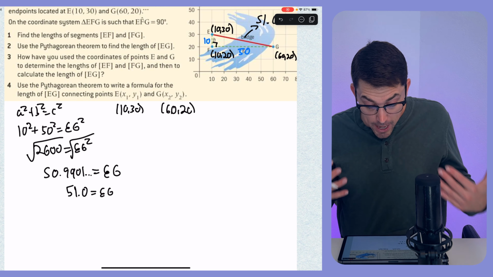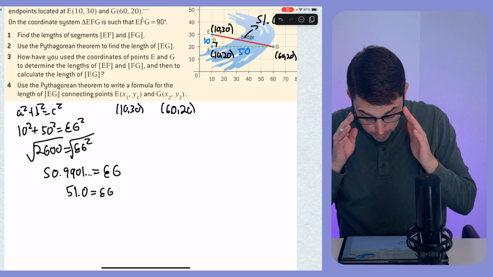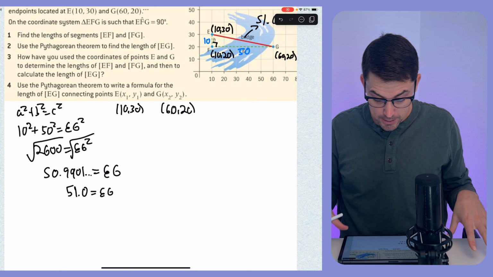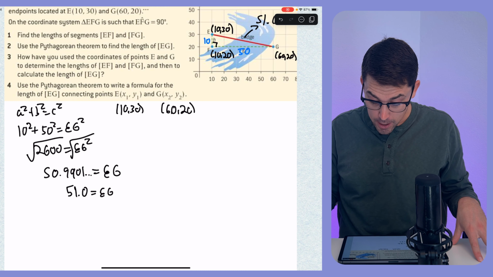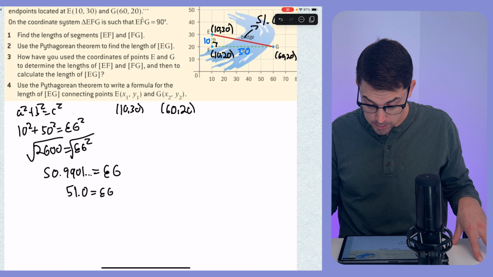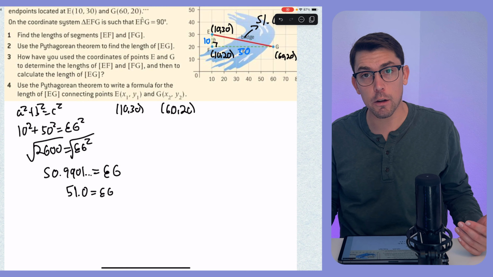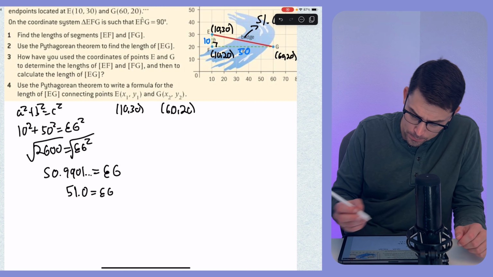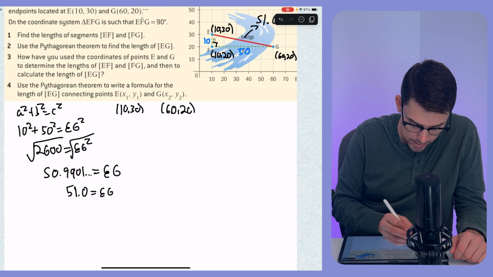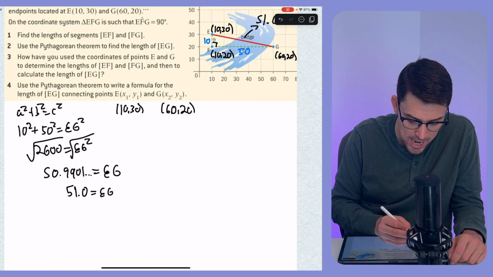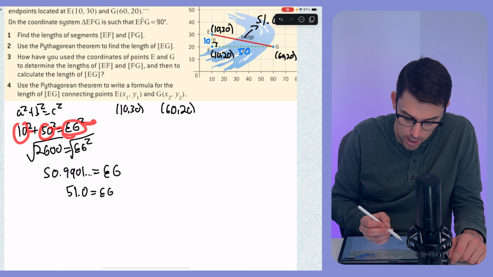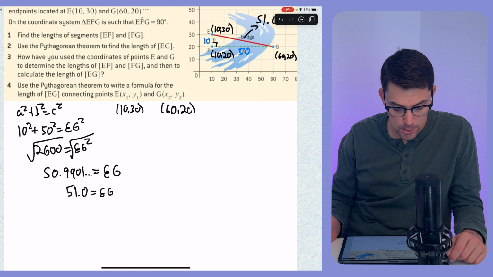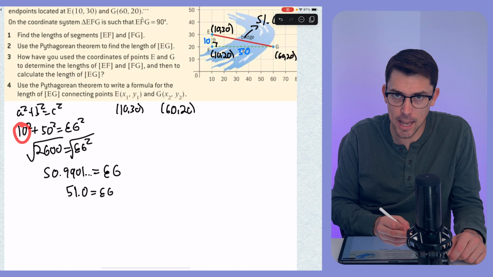So if I was asked to use the Pythagorean theorem to write a generic formula for the length of EG, that's really going to be asking us, hey, if we were given that E is x1, y1, in which case I use 10 and 30, and my G is x2, y2, which is 60, 20, how can I write a generic formula? So what's important to remember is, how did I get to this right here? How did I get to 10 squared and then 50 squared is equal to EG squared? So all I did was I used the Pythagorean theorem, but how did I get to 10?